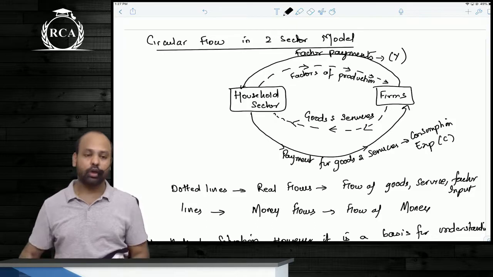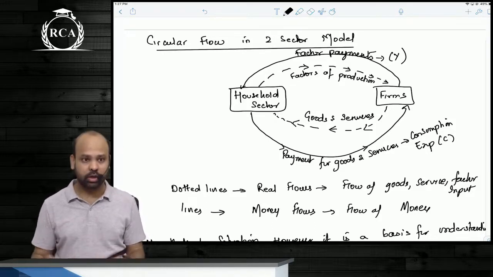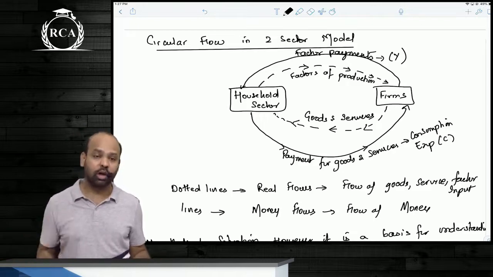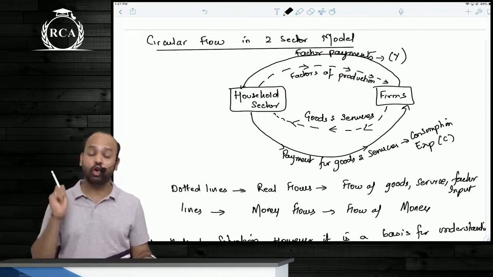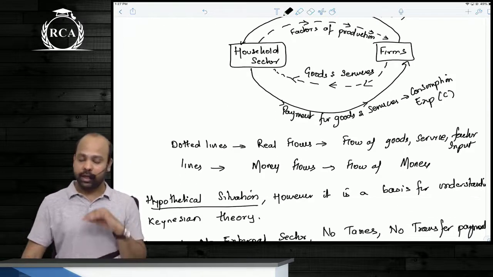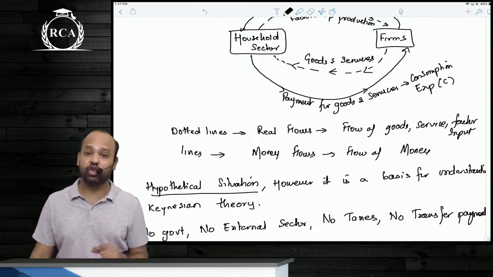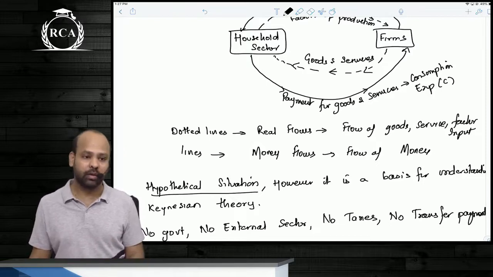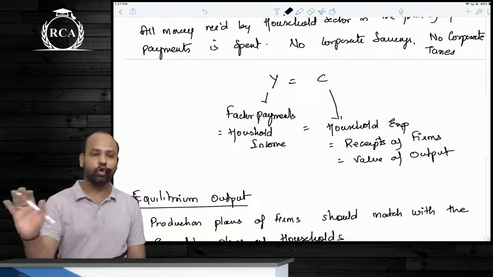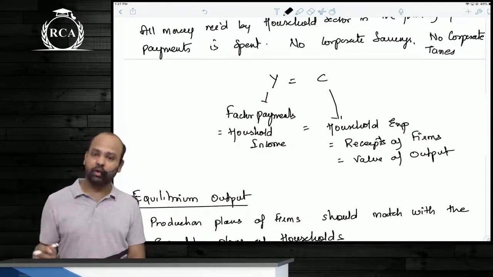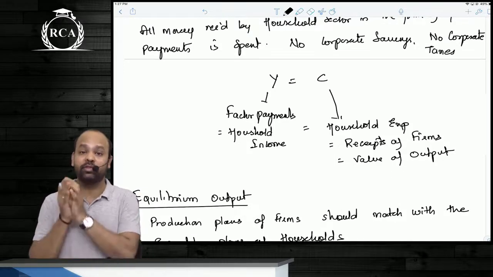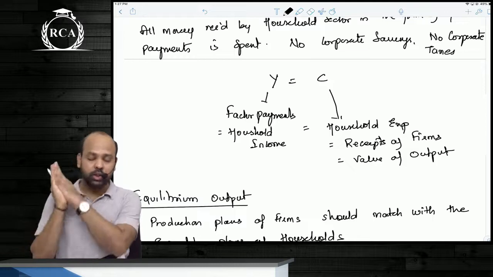In the two sector circular flow, in this hypothetical situation, we are assuming that there is no government, there is no external sector, there are no taxes, there are no transfer payments. The prices will not change, including factor prices. Technology is constant. The only way that you change output is by changing the employment level. So this is what we wrote here: Y is equal to C, wherein the total factor payments, which is household income, will be equal to household expenditure, which will be equal to the receipts of firms, which would be equal to the value of output that they manufacture.